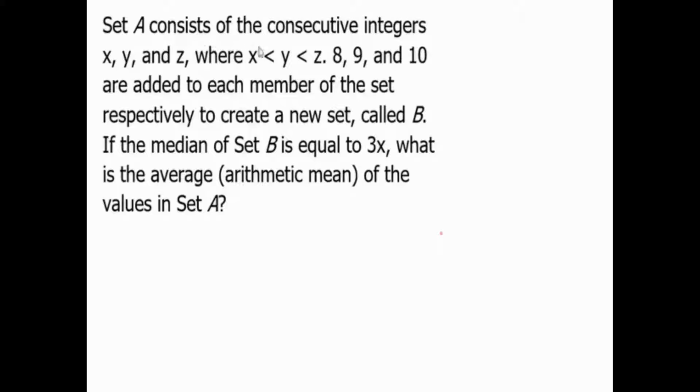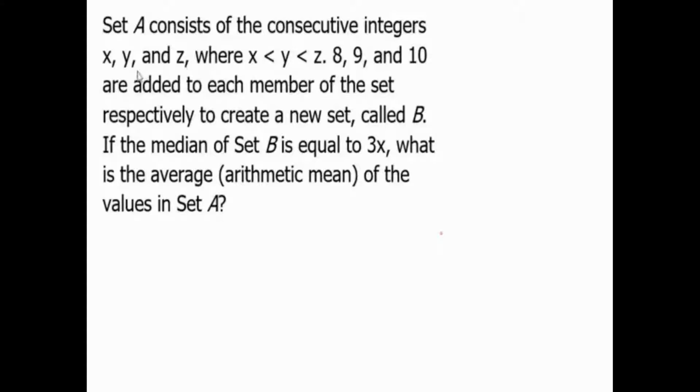Set A consists of the consecutive integers x, y, and z, where x is less than y is less than z. 8, 9, and 10 are added to each member of the set respectively. That means 8 is added to x, 9 is added to y, and 10 is added to z, to create a new set called B. If the median of set B is equal to 3x, which is 3 times this first number, what is the average of the values in set A?